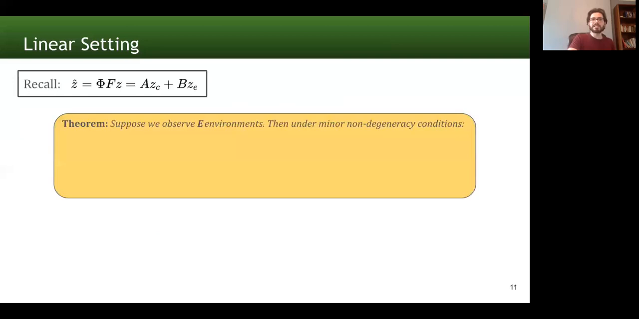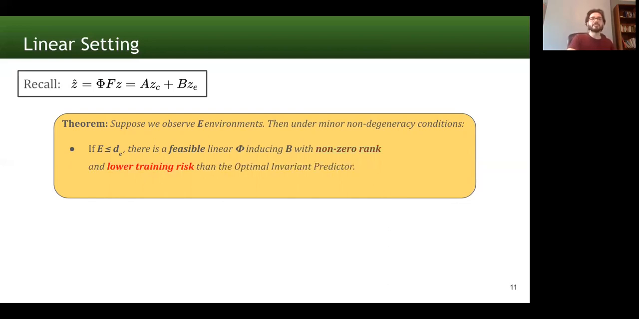So keeping this in mind, our main result in the linear setting is as follows. Suppose we observe capital E environments, then if the number of environments observed is less than or equal to the latent environmental feature dimension, then there exists a feasible linear phi, which means it satisfies this invariance constraint, which induces a B that has non-zero rank. In other words, it extracts information from the environmental features, and as a result, it is not a minimax predictor. It could be made to fail just like ERM. And finally, this phi that we've constructed will also have lower training risk than the optimal invariant predictor.